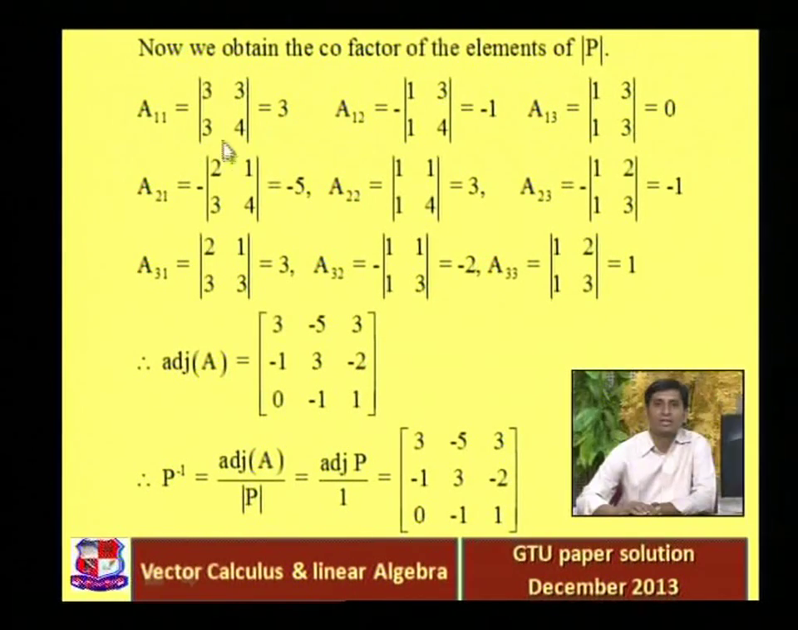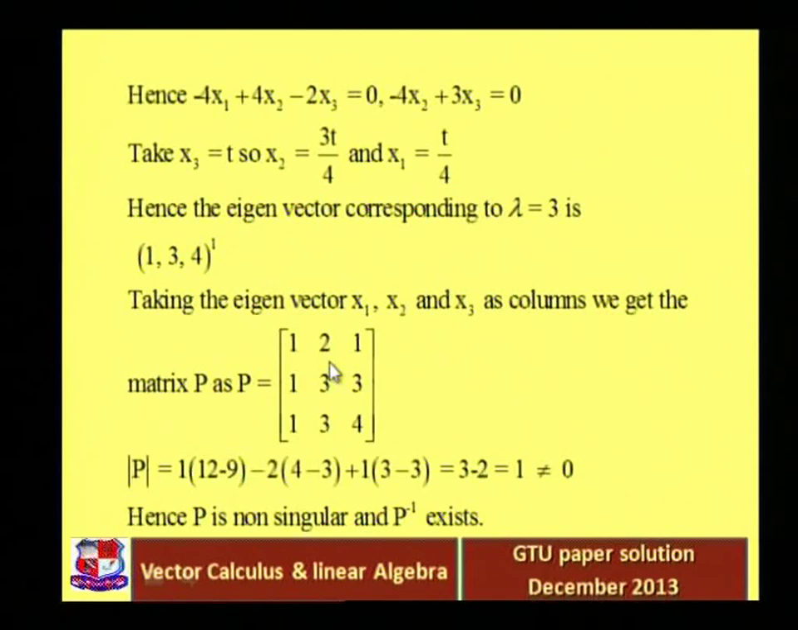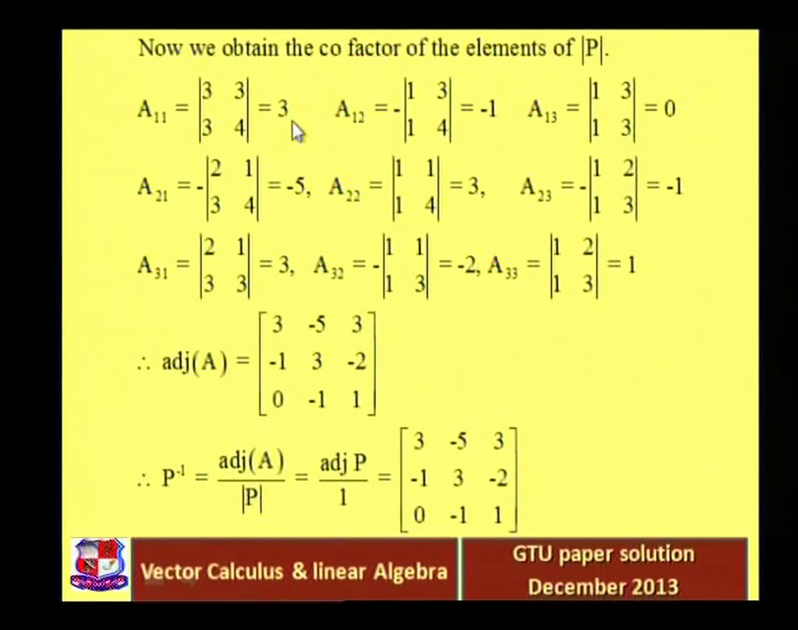This is A11. Remove the first row and the first column. So what will you get? 3, 3, 3, 4. So the determinant of 3, 3 and 3, 4: you will get 12 minus 9. So that is 3. Okay.